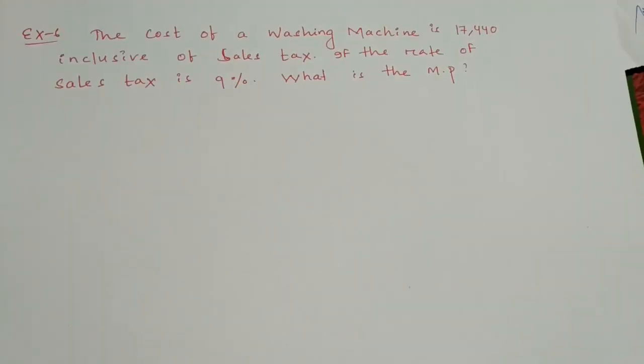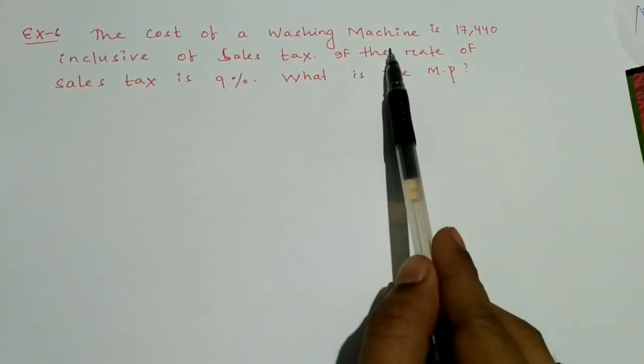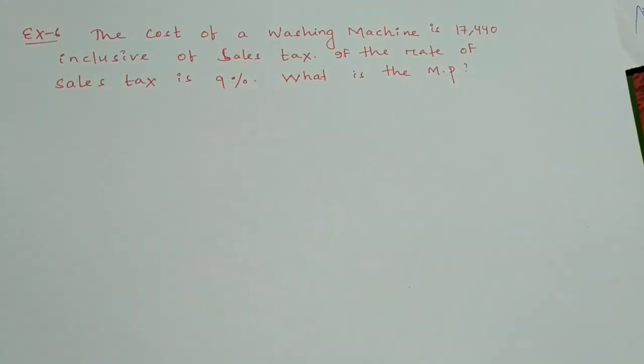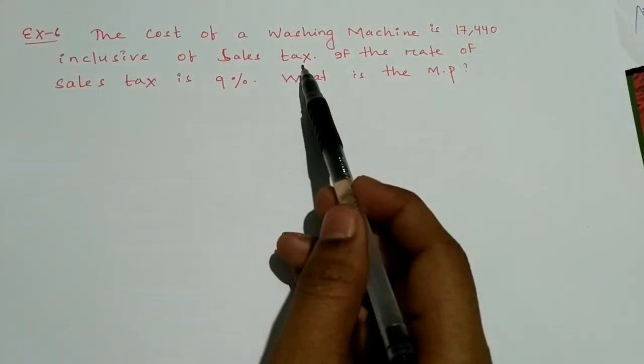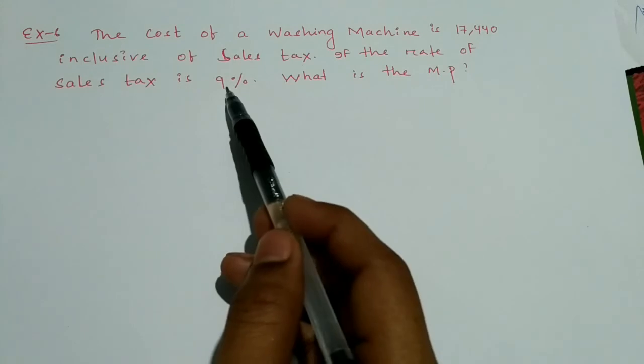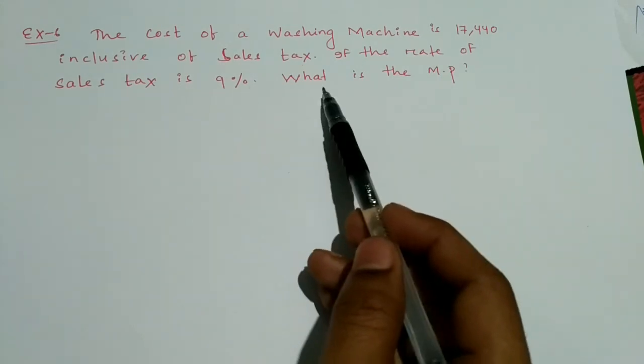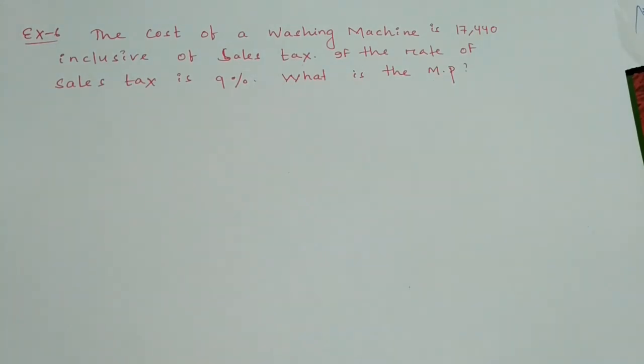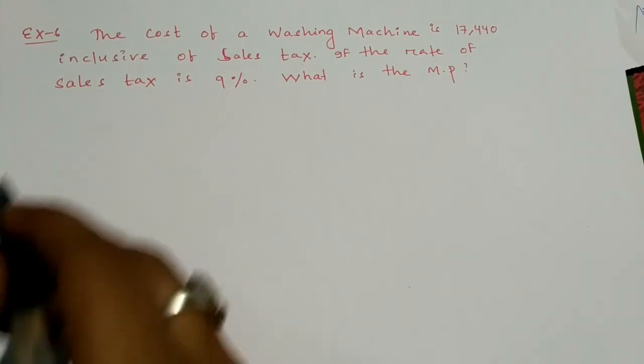So here is your last example of this part. The cost of a washing machine is 17,440 inclusive of sales tax. If the rate of sales tax is 9%, what is the mark price or the list price of the washing machine? I think this type of question I already discussed in example number 2, so you can also see that.